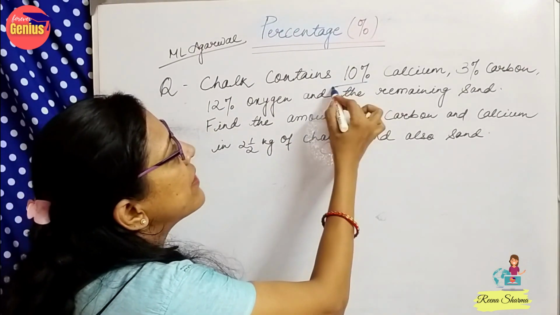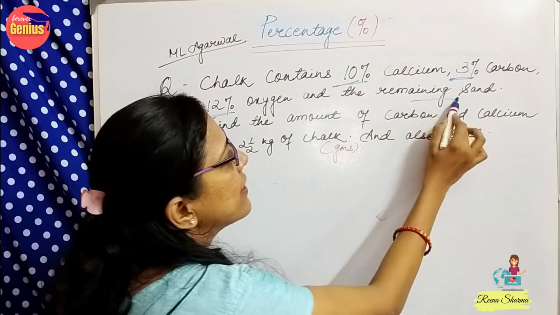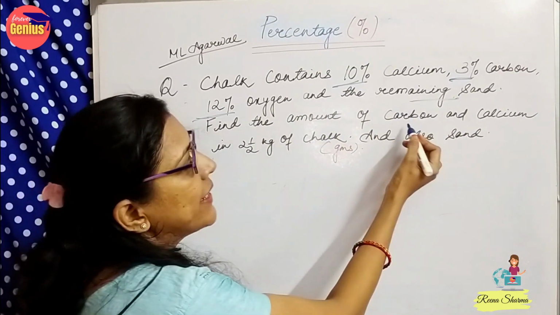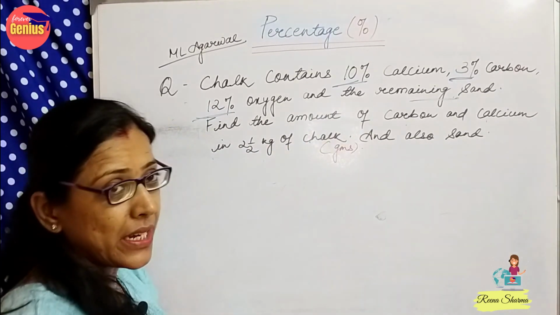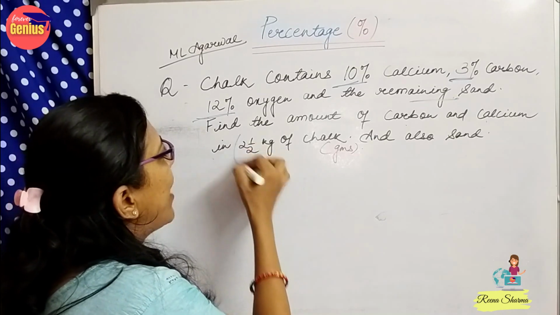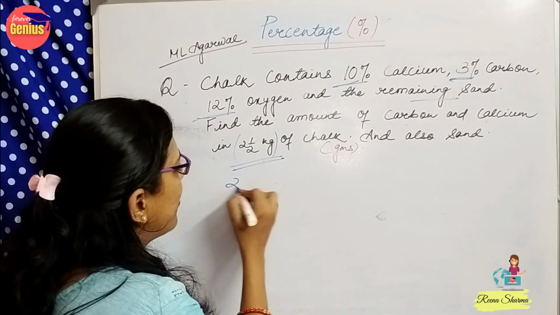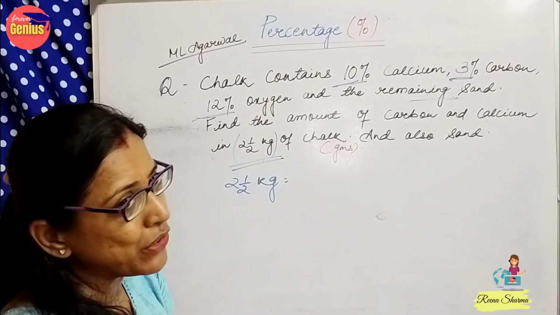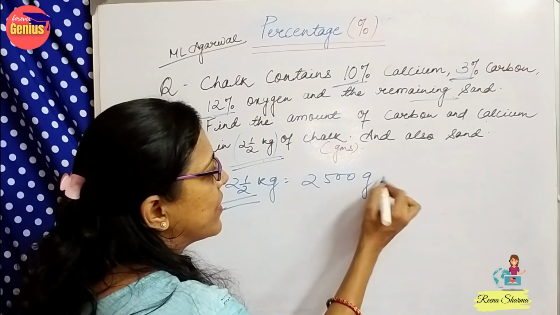So it is a question. A chalk contains 10% calcium, 3% carbon, 12% oxygen, and the remaining sand. Find carbon and calcium in 2.5 kg of chalk and also sand in terms of grams, according to the question. So how to do? First, we all know the unitary method. In that case, first just convert 2.5 kg into grams. So we all know that 1 kg is equals to 1000 grams. So this 2.5 kg is equals to 2500 grams, isn't it?